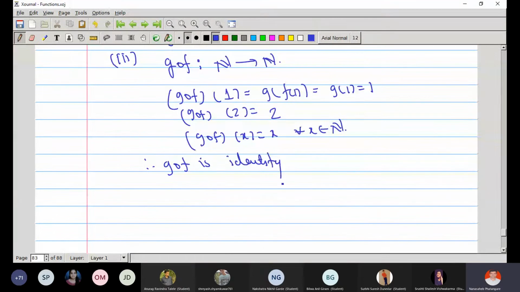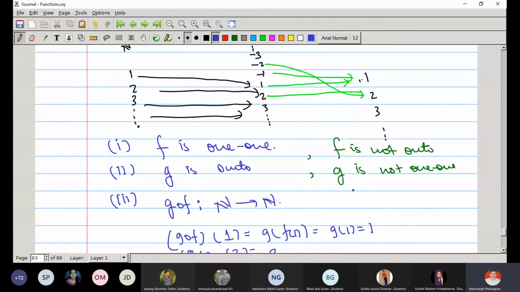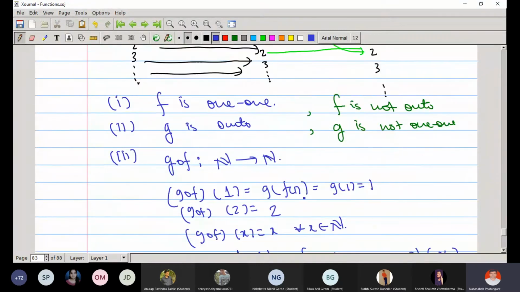On N, which is our first set X. Correct? So G composite F is identity. And it is clear that F is 1-1 and G is onto because no choice. By the theorem we have proved, if G composite F is identity, then F must be 1-1 and G is onto, which is true in this case. But F is not onto and G is not 1-1. That is also happening here.